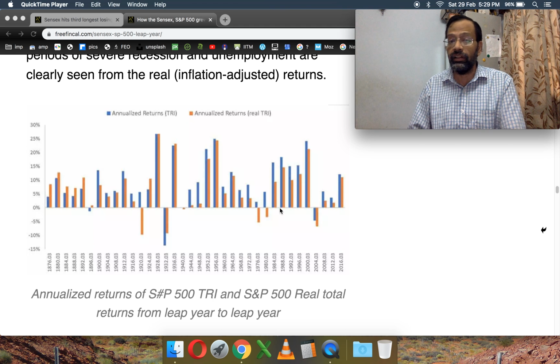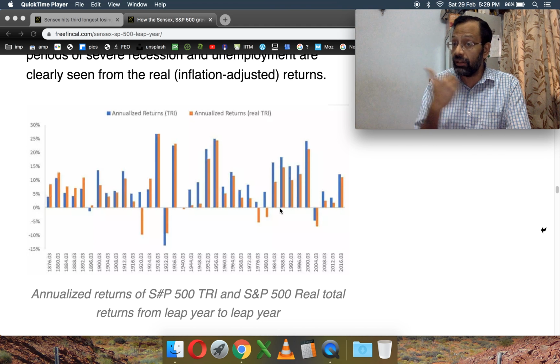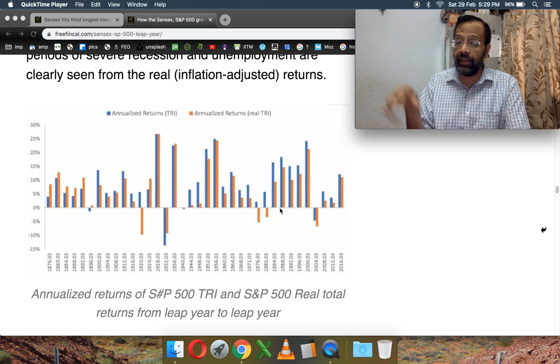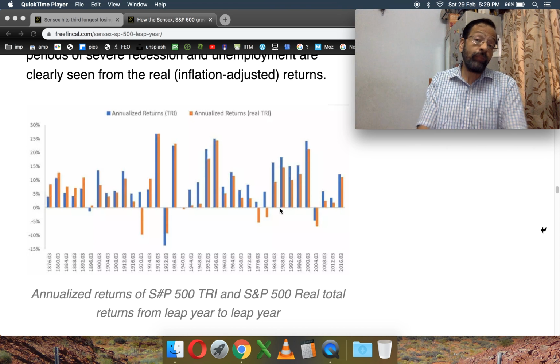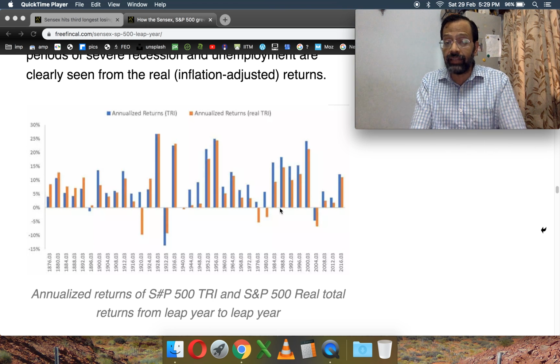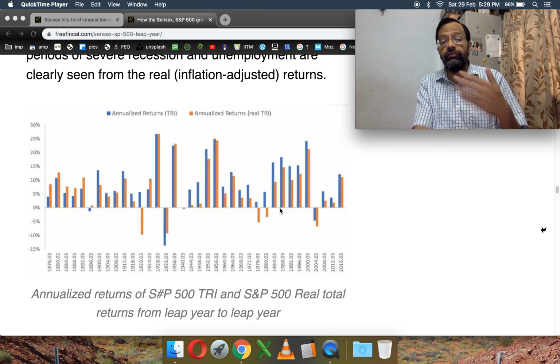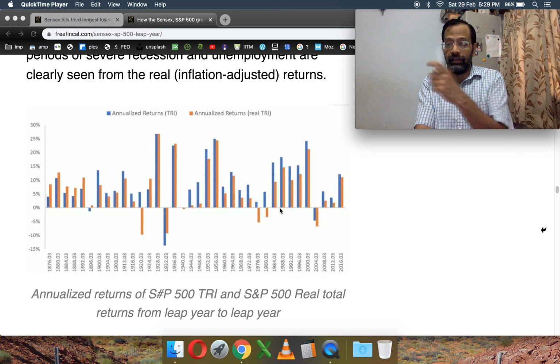I have shown that for SIPs, rolling return SIPs for Sensex and S&P 500. So that's what I want to say in this video. You can see the market risk in that leap year to leap year window.